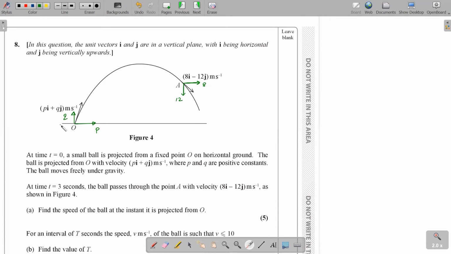Which means we have the value of what? P. So directly P is equal to 8. So you don't have any working there. Directly you say P equals 8. Okay, how do I get Q?